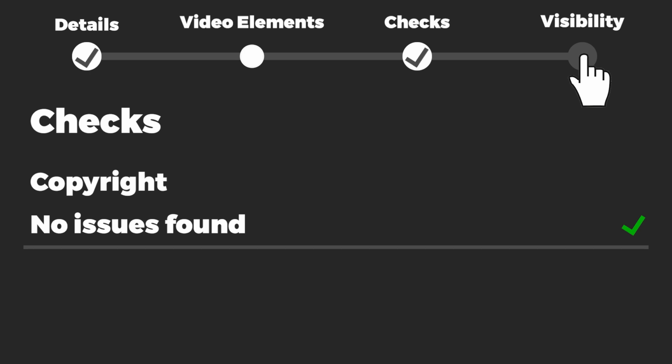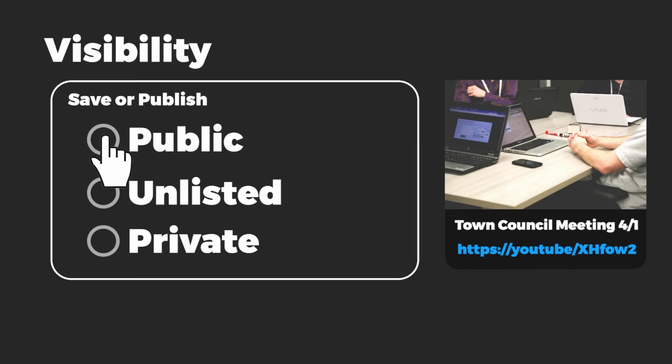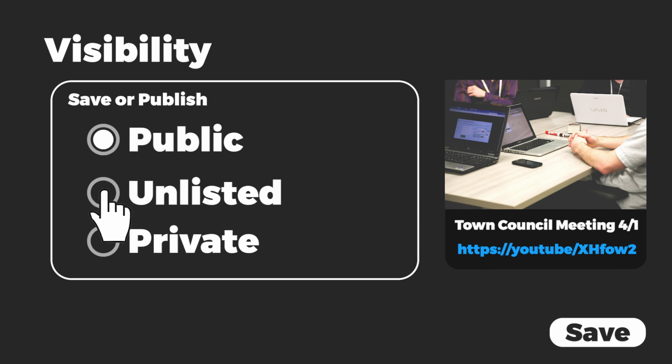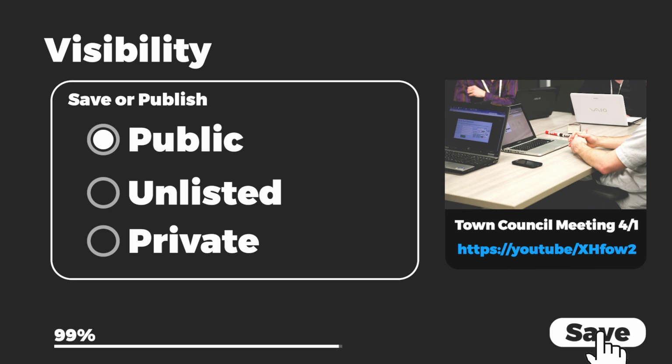Finally, choose the visibility of your video. Public's best for transparency and public communication. Unlisted's good for internal sharing or limited access. Private's used for drafts or restricted content. Once you've made your selection, click Save to publish your video. Keep in mind, if the file is large, uploading and processing may take a few minutes.